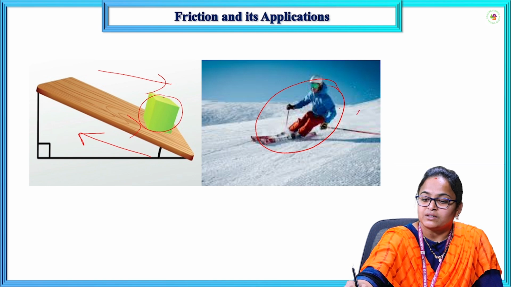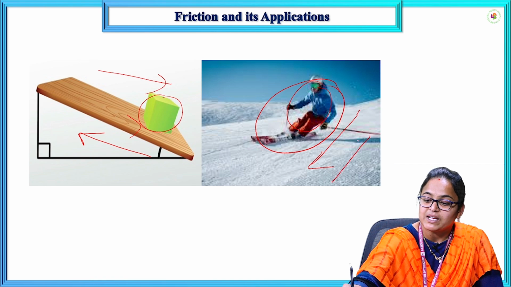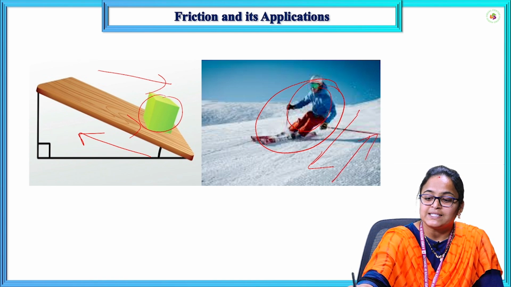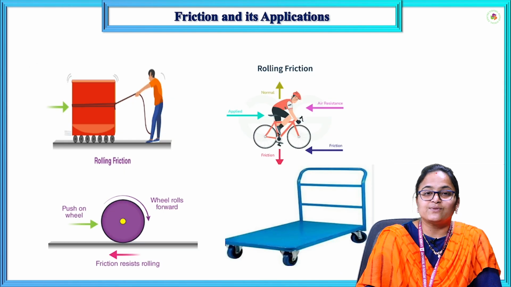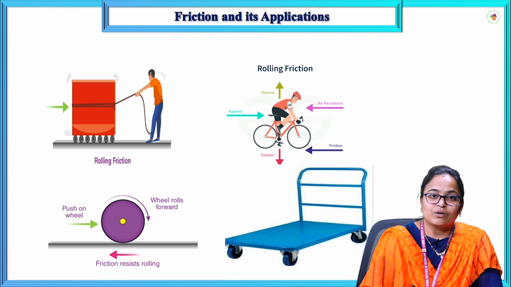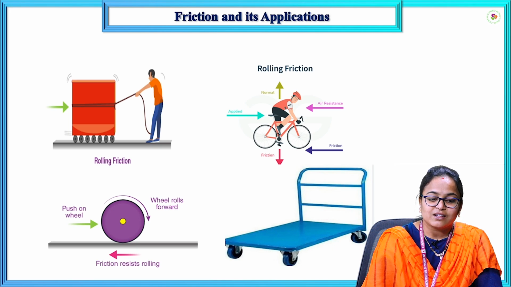So this man is sliding downwards, so there will be a sliding friction upwards, that is opposite to the motion of the man. Next one, coming to another type of dynamic friction, that is rolling friction. Rolling friction is nothing but wheels rolling over another surface.